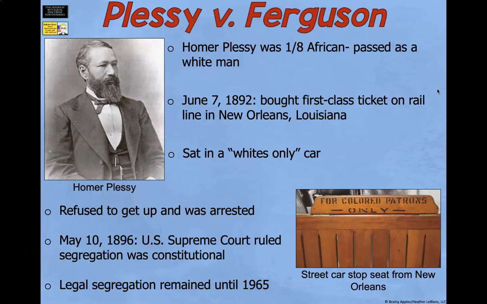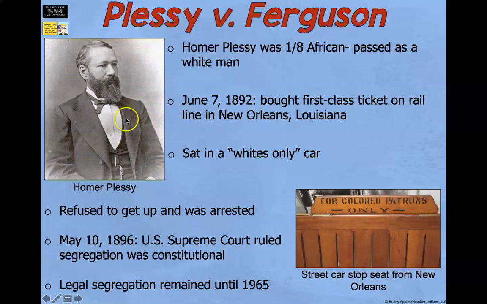So, Homer Plessy, he was 1/8 African. He passed as a white man. Okay, in June of 1892, he bought a first-class ticket on the rail line in New Orleans, and he sat in a whites-only car. He refused to get up and was arrested because I guess they had figured out that he was actually an African man. On May 10th in 1896, the U.S. Supreme Court ruled that segregation was actually constitutional, which we know today it's not, and legal segregation remained until 1965. This is an example of a streetcar stop seat from New Orleans.